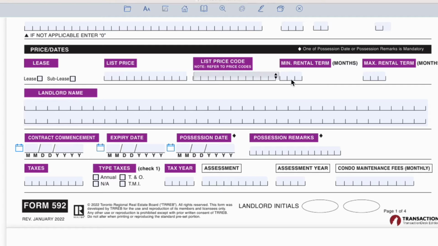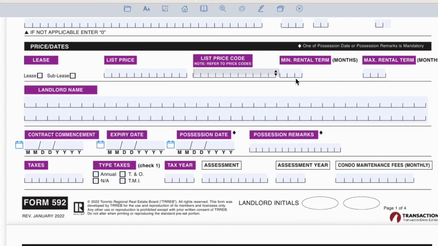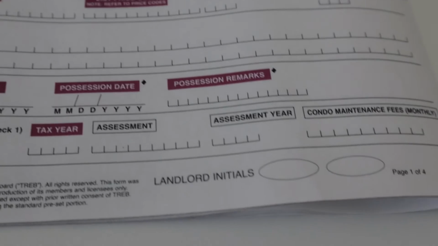So verify the tax bill. You've got to get a copy of the tax bill. It should be part of your presentation. Okay. Type, taxes per year. Yeah. TMI, T and O. What is T and O? Operating expenses. Okay. Gotcha. Okay.